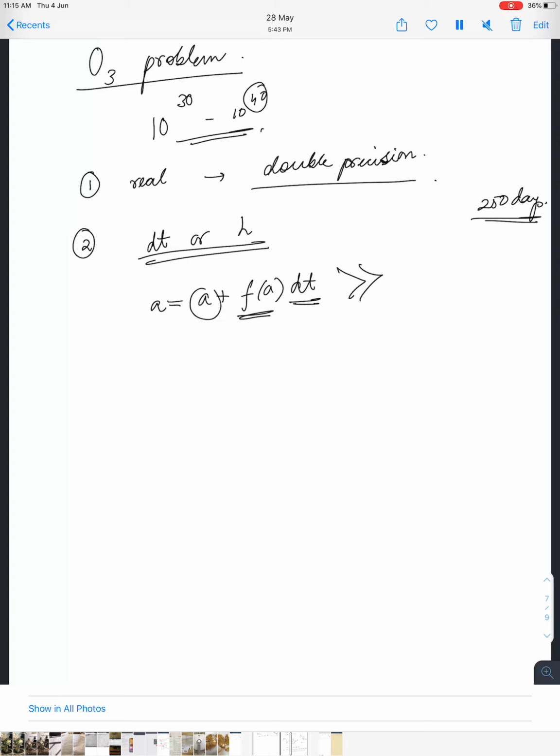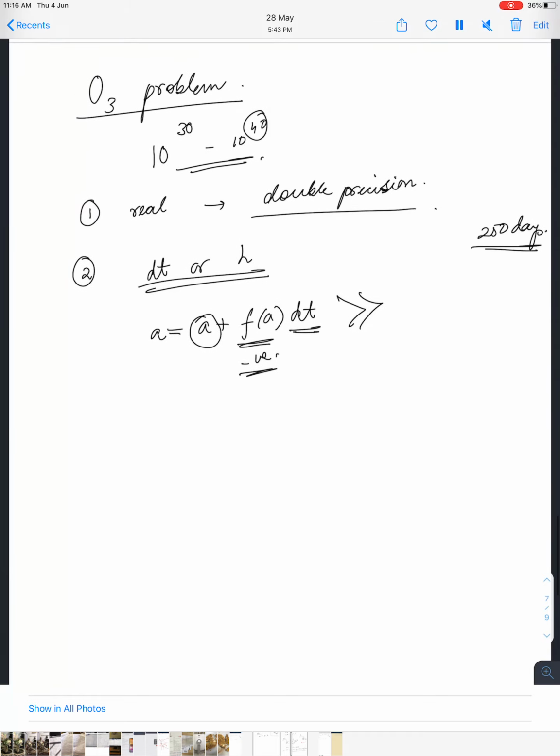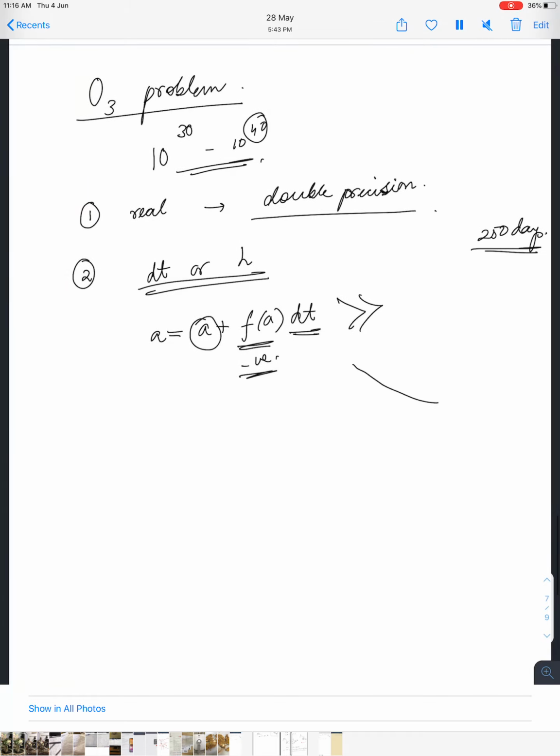Suppose fa is negative, right? And if the value of fa compared to a is not very small, what is going to happen is, instead of decreasing smoothly, it is going to decrease in steps. It is going to become even negative. Instead of this smooth exponential decay, it is going to suddenly dip and become negative if dt is large.